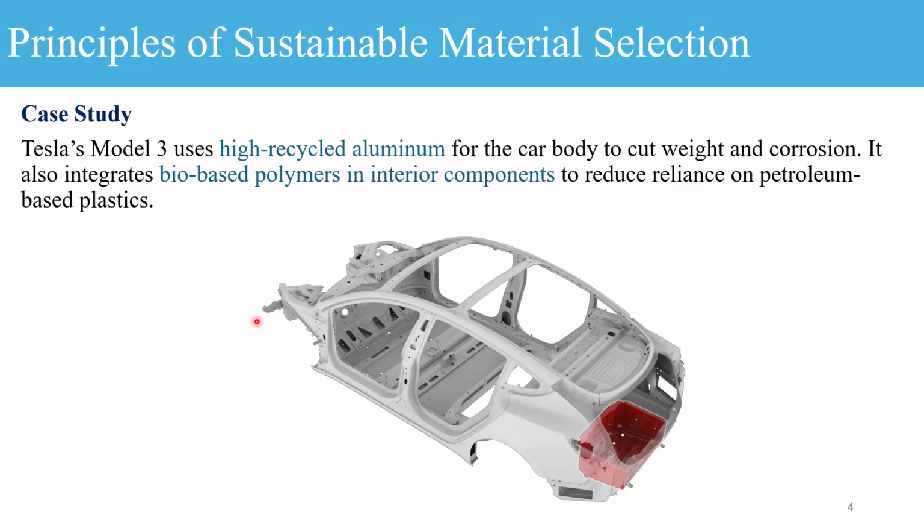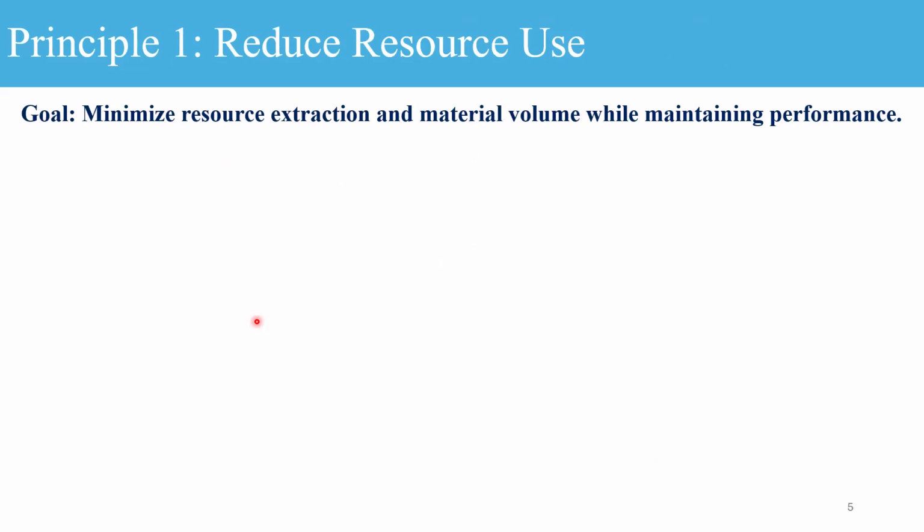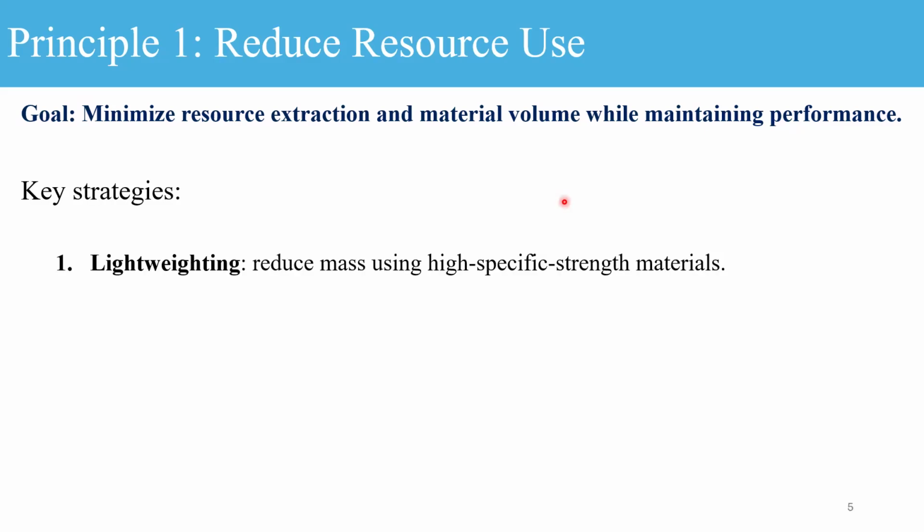Next, we'll look into each of those three principles and the key strategies to achieve them. The first one is reducing the resource use. Here the goal is to minimize resource extraction and material volume while maintaining performance.